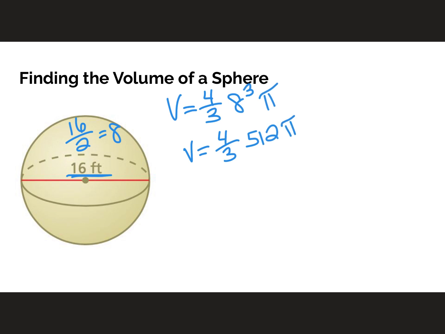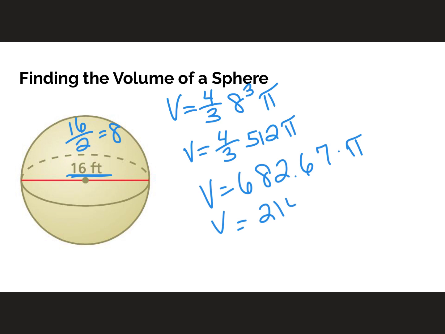So that gives us a volume of 682.67 times pi. So that gives us a volume of approximately 2,143.57 cubic feet.